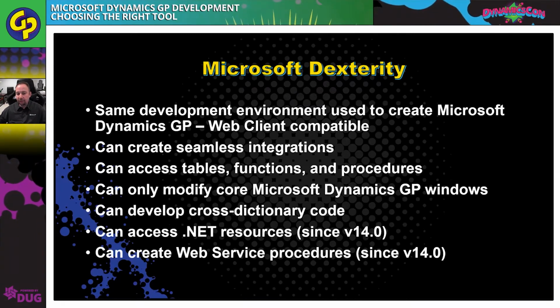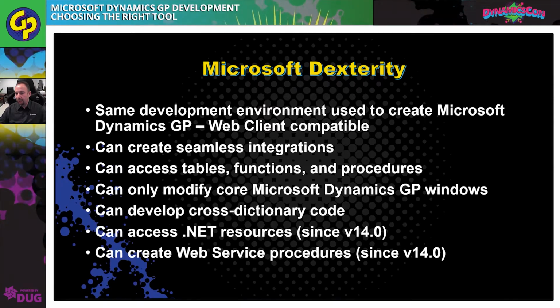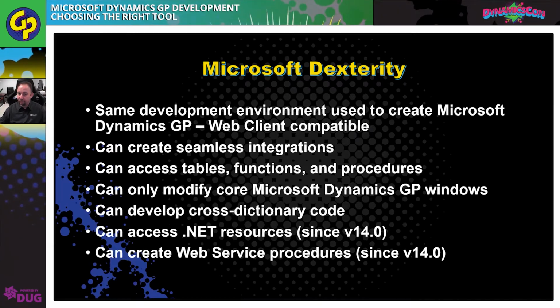However, you can only modify core windows in the Microsoft Dynamics GP product. So these are windows that exist in dynamics.dic, and they've got to be in that core product. You can develop cross-dictionary code, so you can write code to other third-party products. And when we talk third-party here, we mean anything that's not dynamics.dic. It doesn't necessarily mean an ISV product. Project accounting from Microsoft is a third-party product from a development perspective. So you can write cross-dictionary code, but I can't modify their window.